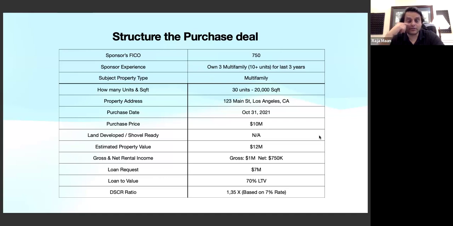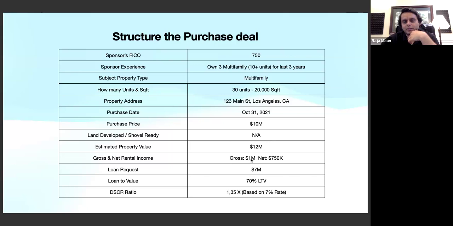So I'll just give you brief information. This is how we see a good deal. Credit score is 750. They own 3 properties, 10 units each, for the last 3 years. It's a multifamily property, 30 units, 20,000 square feet. Just put a random address, 123 Main Street, Los Angeles. Purchase price $10 million, and estimated property value is $12 million.